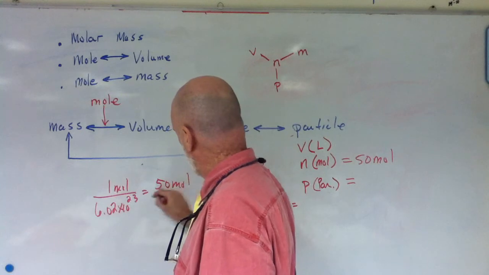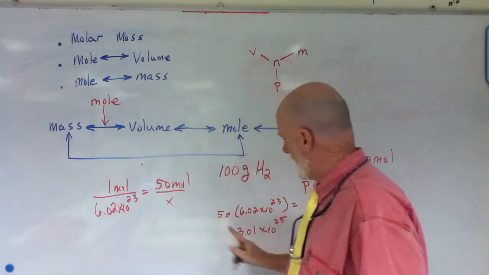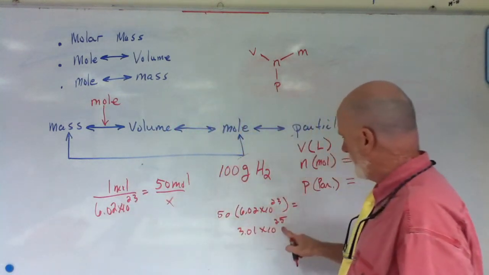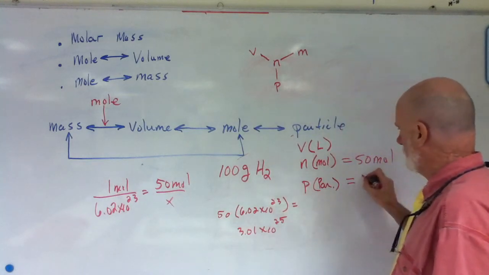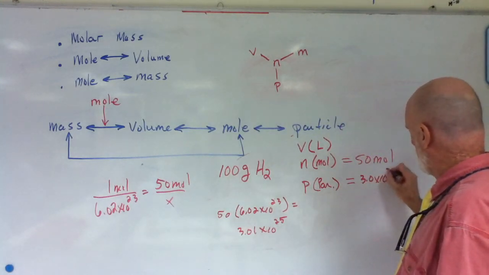50 moles over X. 50 times that divided by 1 is 3.01 times 10 to the 25th.